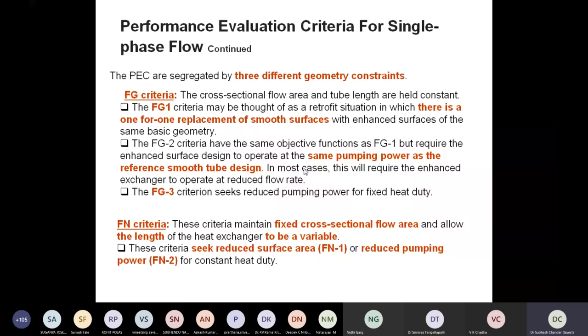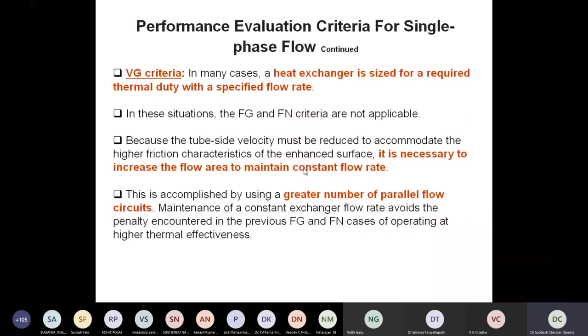So we are trying to change the design of the heat exchanger for constant duty. So we are trying to miniaturize the size of the heat exchanger, right? So then we have variable geometry. In many cases, heat exchangers are sized for a required thermal duty with a specific flow rate. So in this situation, the FG and FN criteria are not applicable, right?